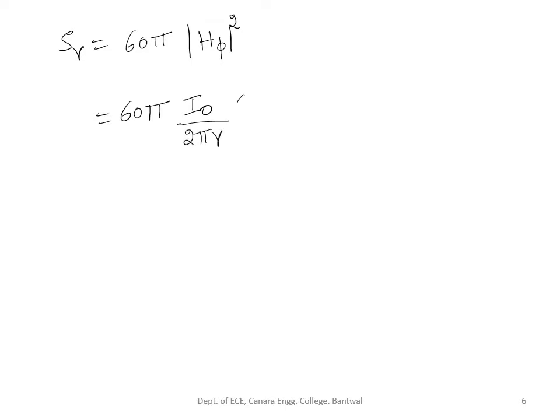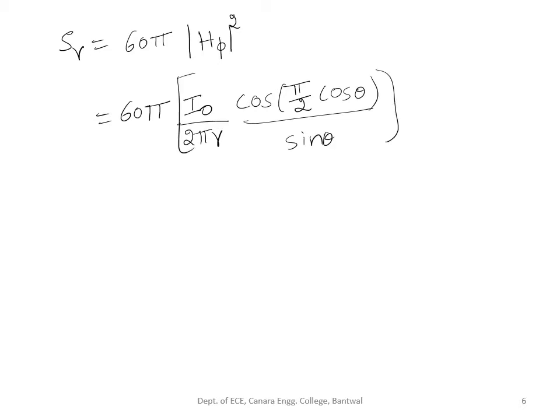Now substitute the absolute value of the magnetic field equation in the radial component of the Poynting vector equation, that is 60 pi H phi square, which is equal to 60 pi times I naught divided by 2 pi r, cos of pi by 2 cos theta divided by sin theta, square of it.